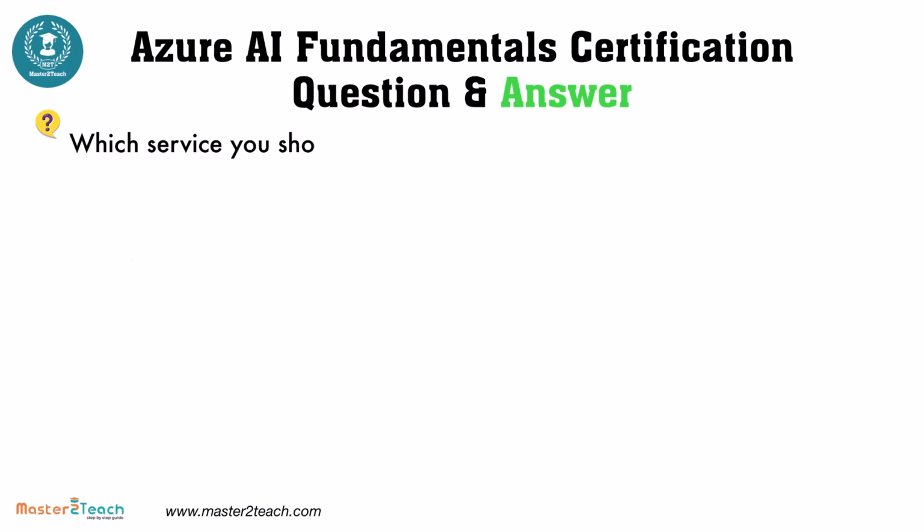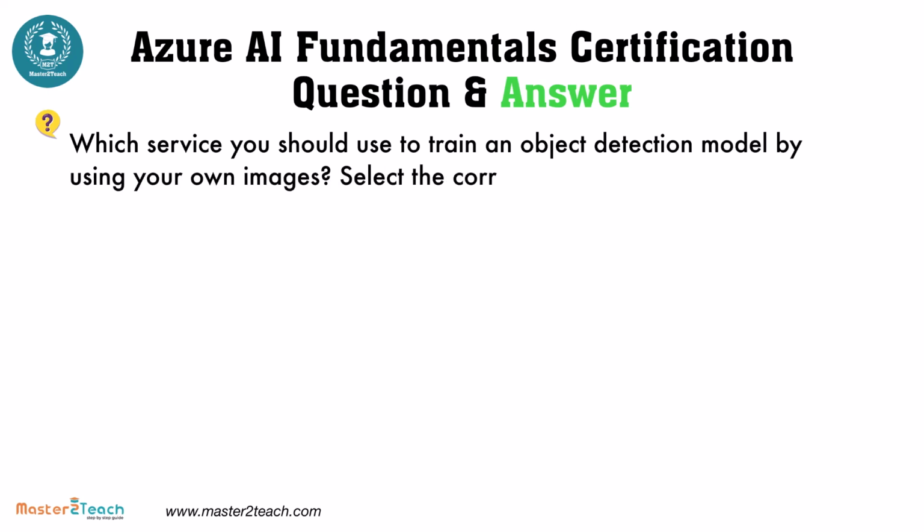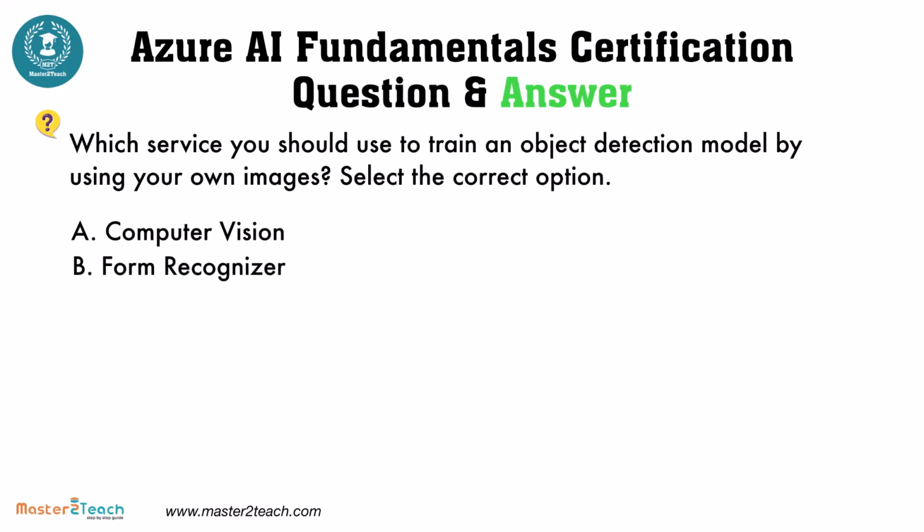Which service should you use to train an object detection model by using your own images? Select the correct option. The options are A. Computer vision, B. Form recognizer, C. Custom vision.